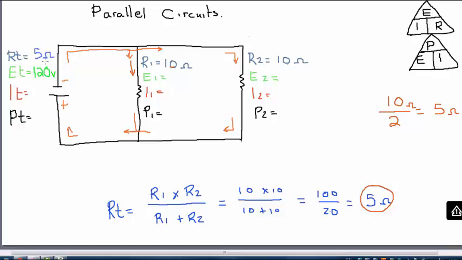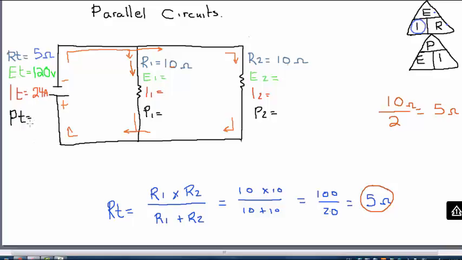All right, now that we have our 5 ohms and 120 volts, we'll be able to find our total current using Ohm's law. I want to solve for I, so I is equal to E divided by R. My I total is going to be equal to my voltage of 120 volts divided by my resistance of 5 ohms. So 120 divided by 5 gives me 24 amps.